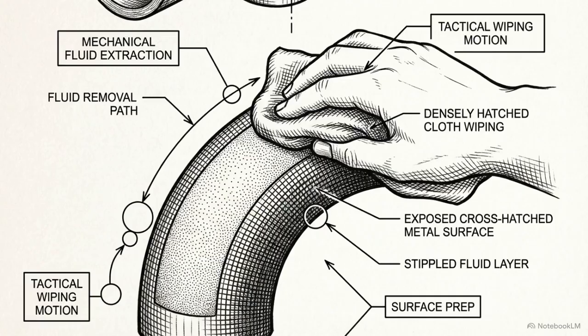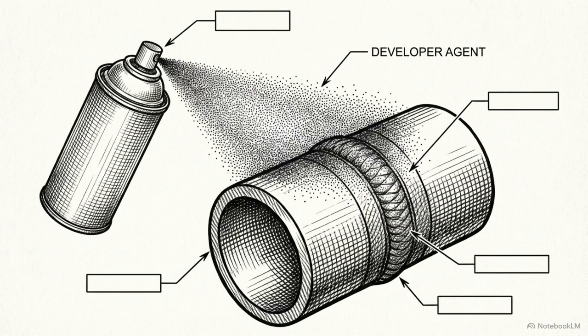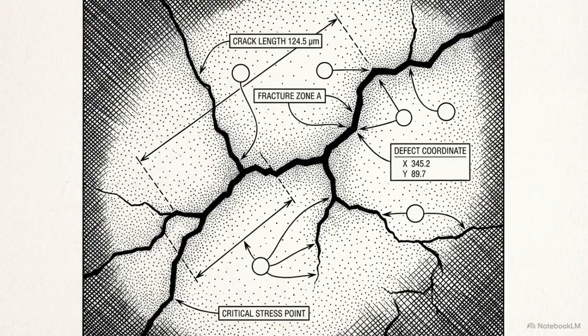Next, the excess liquid is carefully wiped away. If the inspector wipes too hard, they extract the fluid from the defect itself. Finally, a white powder developer is sprayed over the area, acting like a sponge to pull the trapped red liquid back to the surface, exposing the exact outline of the crack.